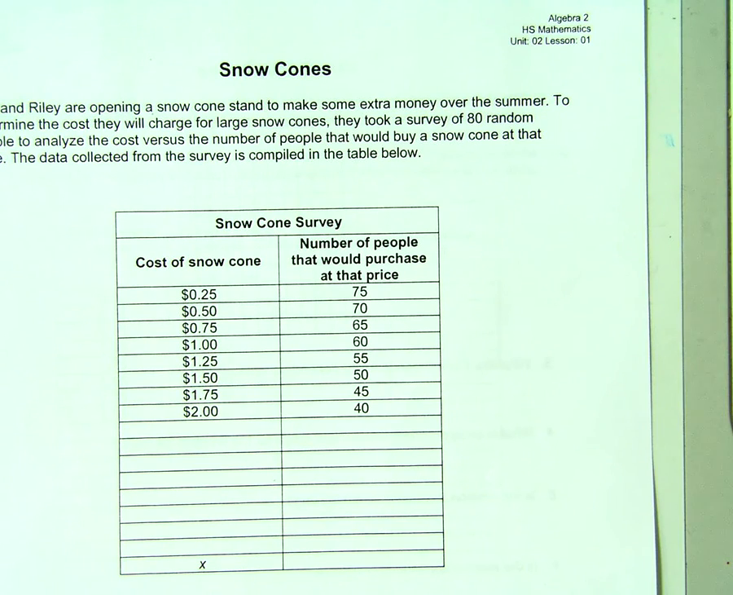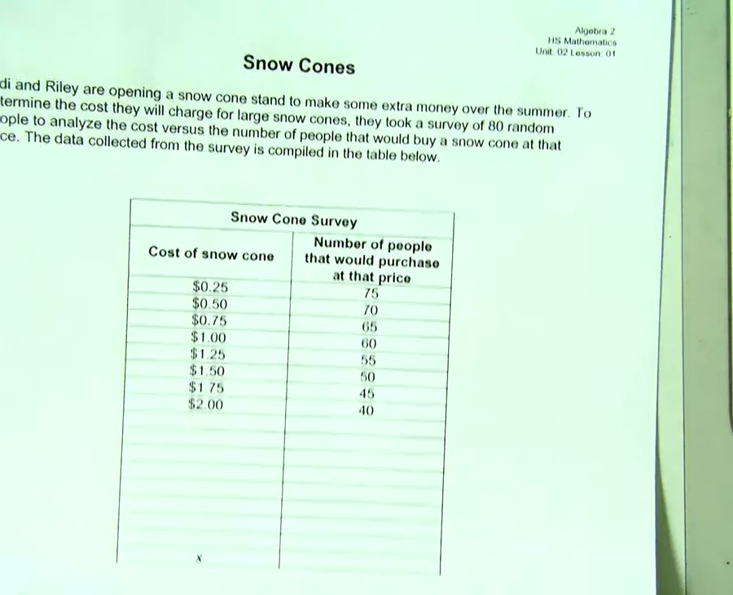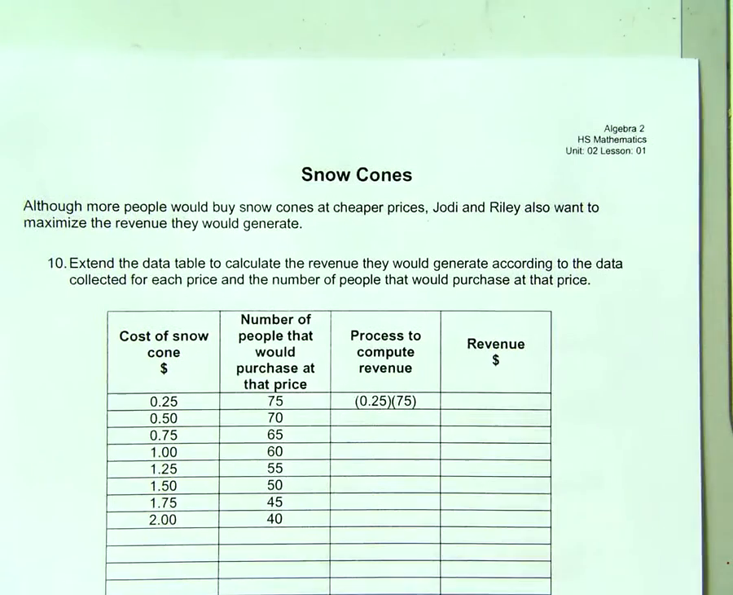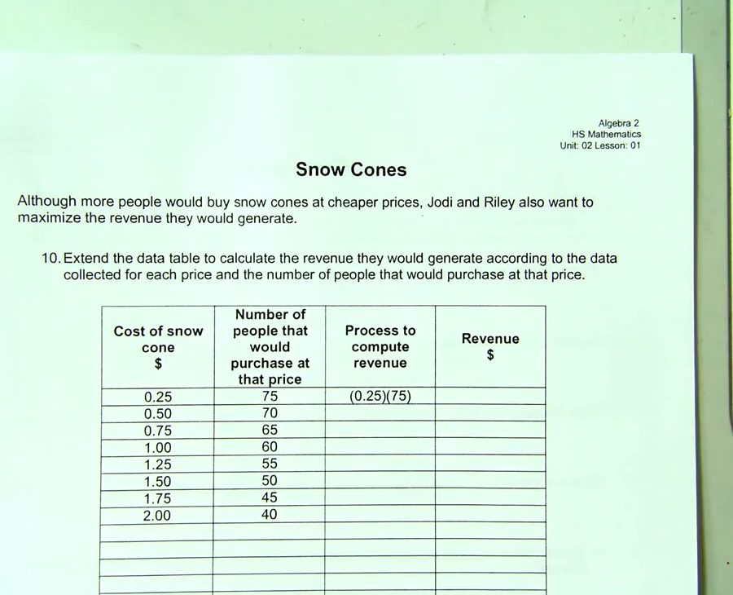So yesterday we started talking about Jody and Riley. Today we're going to continue. Yesterday we filled this all in, right? Today we're going to continue talking about the two of them. Although more people would buy snow cones at cheaper prices, Jody and Riley also want to maximize the revenue they would generate. So what's our goal for today?